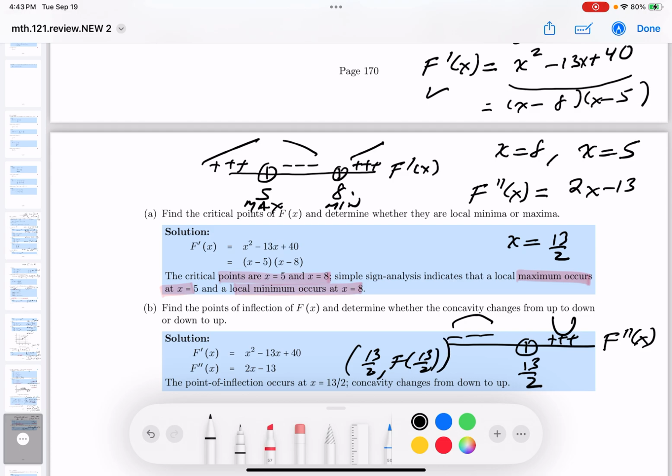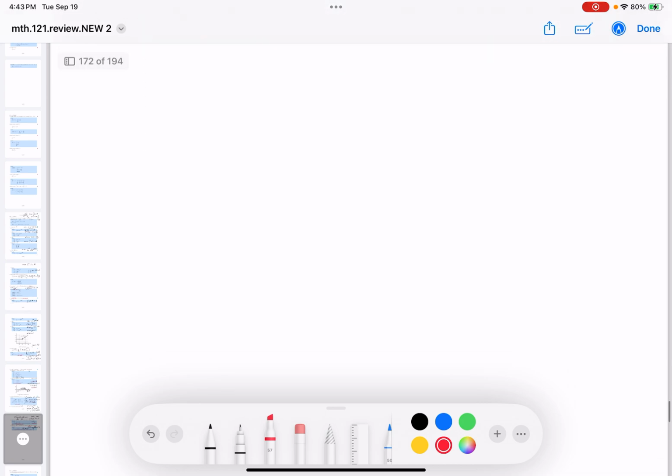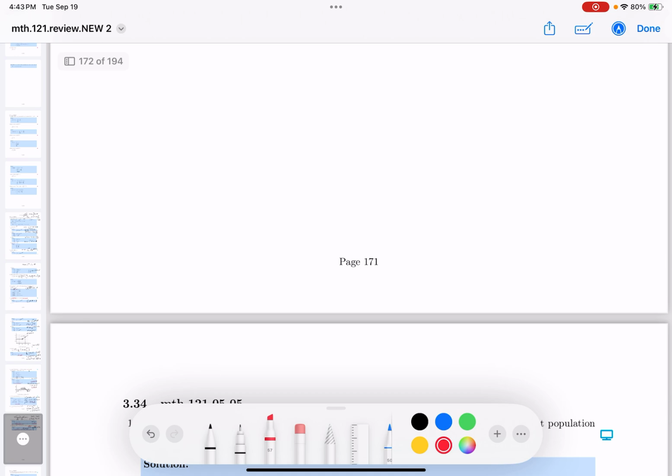No, I'm not going to do the arithmetic over there. Let's see if we got it. The point of inflection occurs at 13 halves. I got that part. The concavity changes from down to up. Let's see if there's another question. And you know what? I think that's the end of that problem set. Thank you.